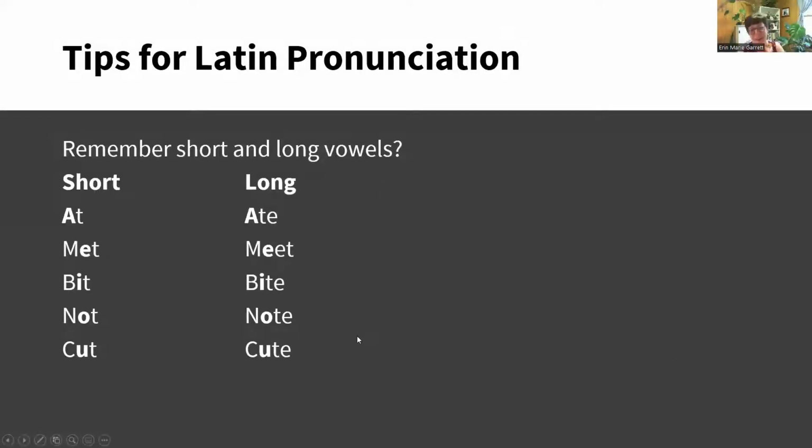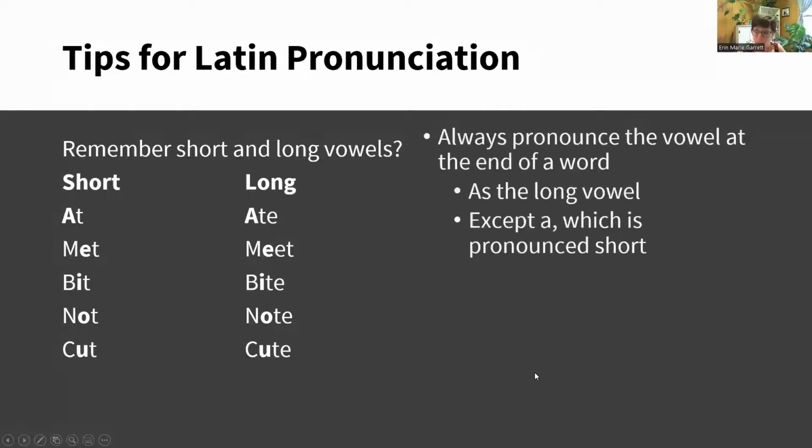Okay, so we're gonna go back to our early learning days and remember our short and long vowels, okay, and what those sound like. And why that's helpful is if a Latin word ends in a vowel, you're gonna pronounce that vowel as the long vowel. So the A, E, I, O, U, except A, which is always pronounced short. So you're never going to end a Latin word in long A, it will be short A.